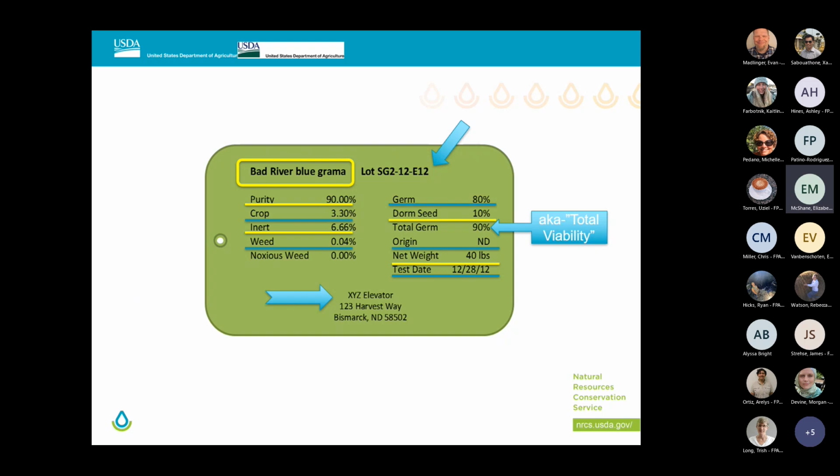And the last thing on the seed tag is the name and the address of the seller. Where was it? Who produced it? And what is their contact information?